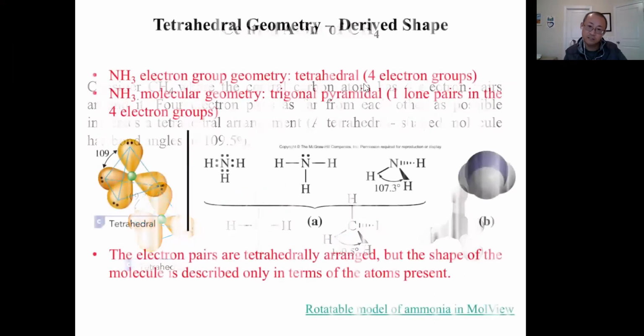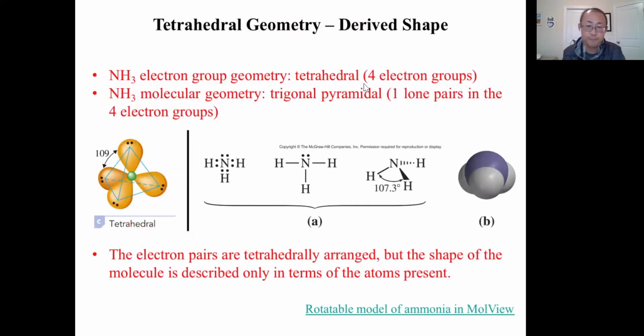Now let's take a look at another molecule, ammonia, NH3. Again, guys, you can see I skipped the step of drawing the Lewis structures. That's why you need to know first how to draw a correct Lewis structure. I cannot emphasize this enough. This is the Lewis structure of ammonia.